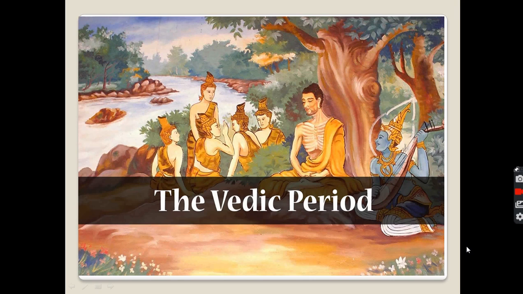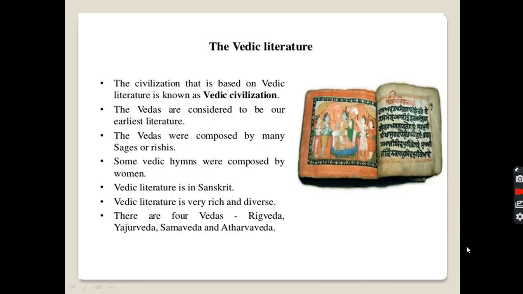In this period, the Vedic period, what do you mean by the word Vedic? The language which was used in the Vedas in the form of Sanskrit is known as Vedic. The civilization which is based on Vedic literature is known as Vedic civilization. Now we will see some points about the Vedic literature. First, I have told you the definition: the civilization that is based on Vedic literature is known as the Vedic civilization.